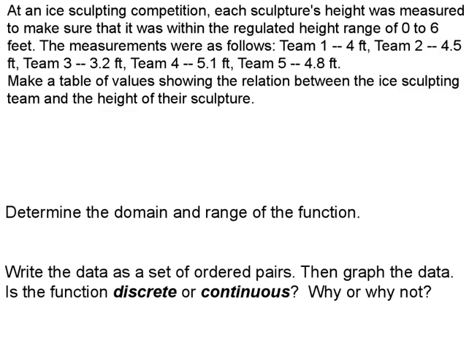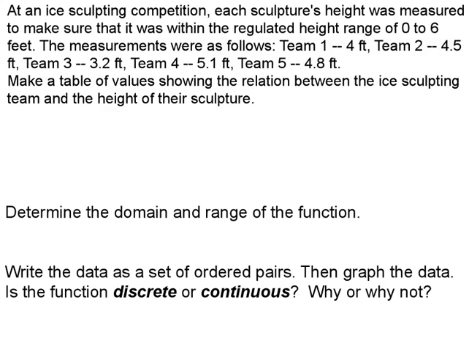Okay. It says at an ice sculpting competition, each sculpture's height was measured to make sure that it was within the regulated height range of 0 to 6 feet. The measurements were as follows. Team 1 had 4 feet. Team 2 had 4.5 feet. Team 3 had 3.2 feet. Team 4 had 5.1 feet. And Team 5 had 4.8 feet.